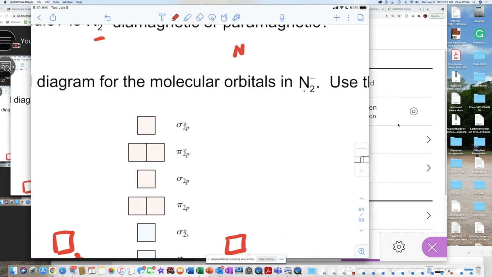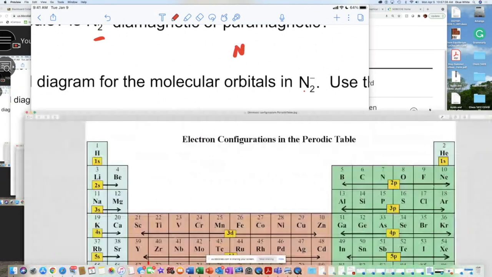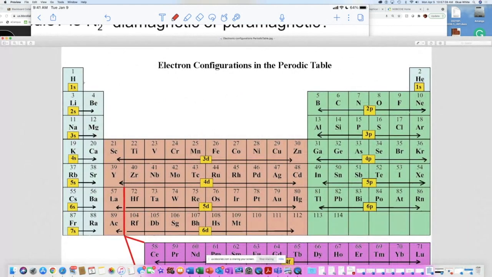So one N is, let's see, nitrogen. I'm just using the 2s2, 2p3. Okay, 2s2, 2p3. And then N minus would be 2s2, 2p4.